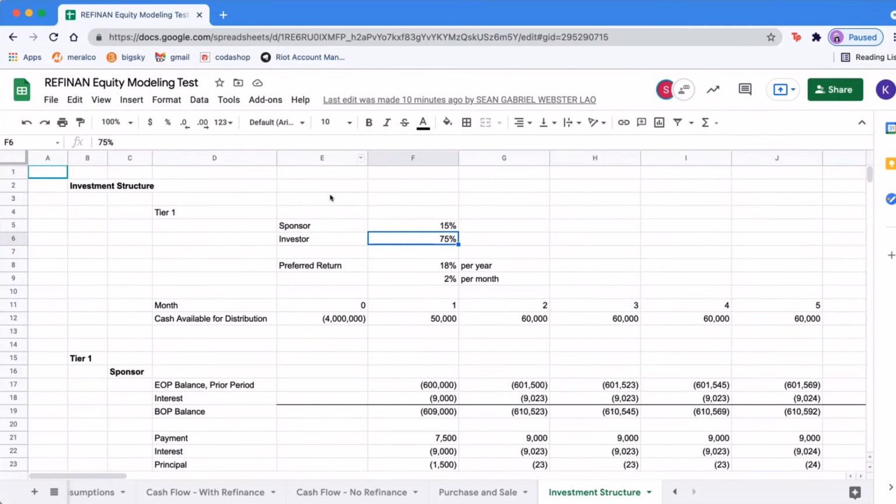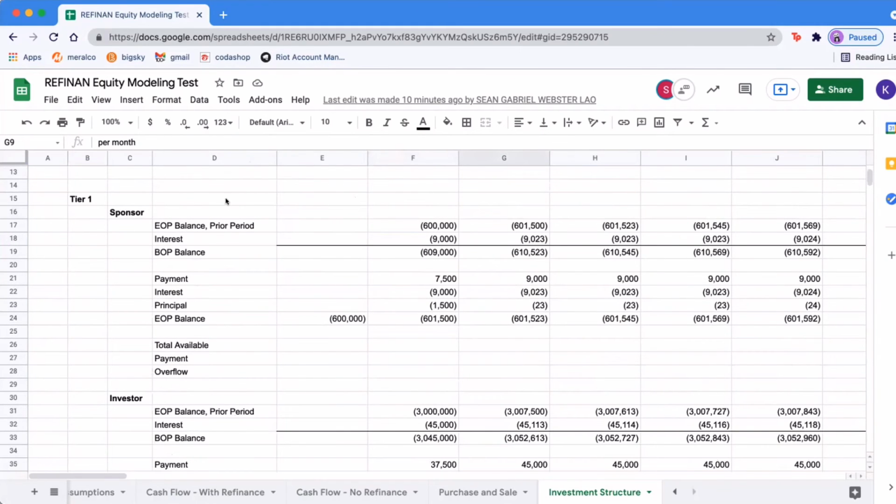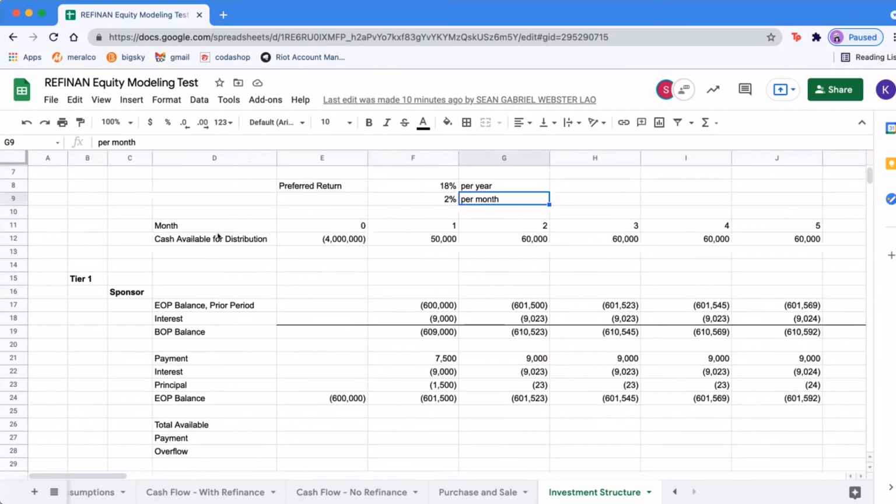For the investment structure, we have here 15% for sponsors and 75% for investors. The preferred return is 18% per year. Divided by 12, we have 1.5% per month. So we have the months here until 72. The cash available for distribution is -4 million, which was taken from the equity in that became negative because of the purchase and sale, the leverage analysis.